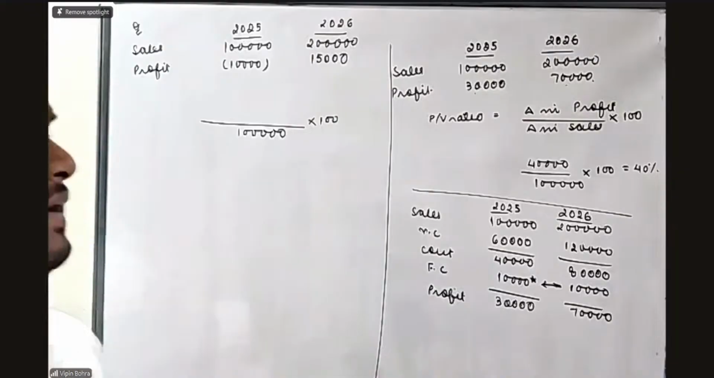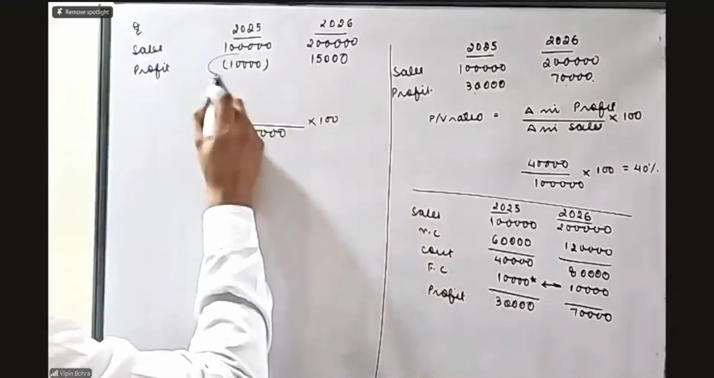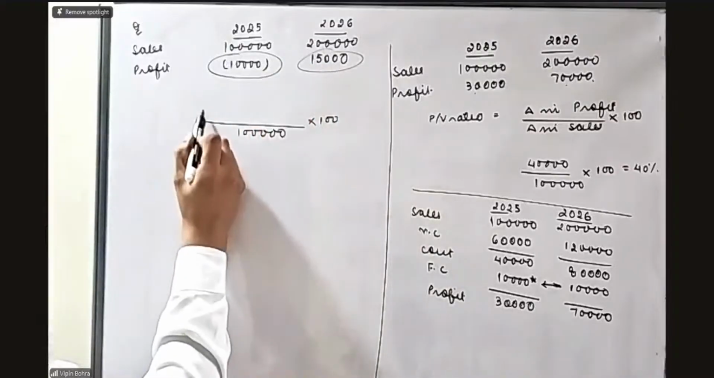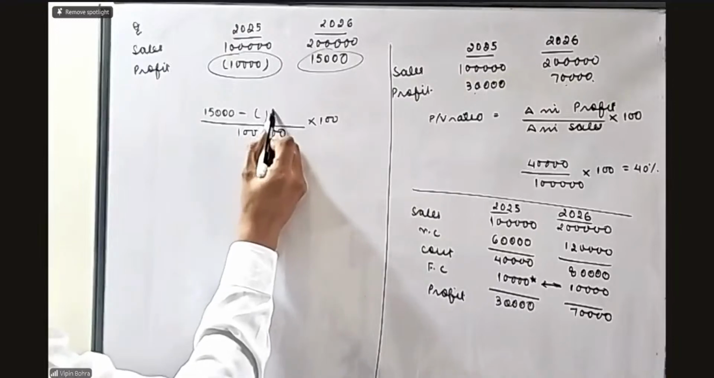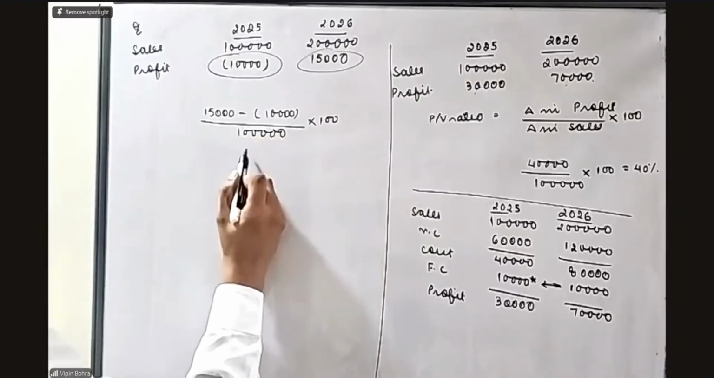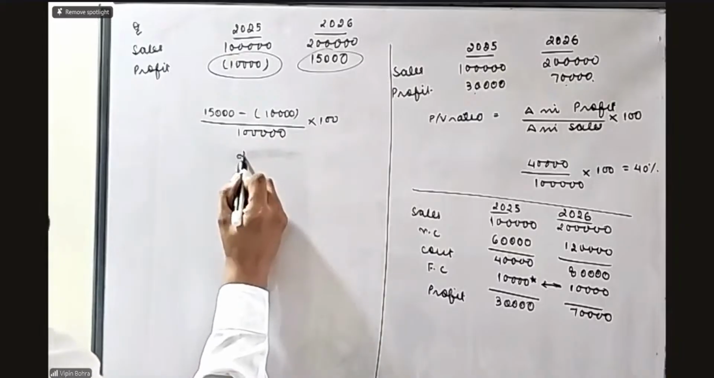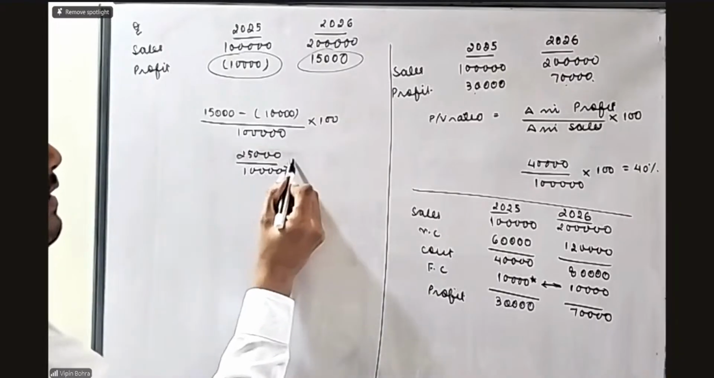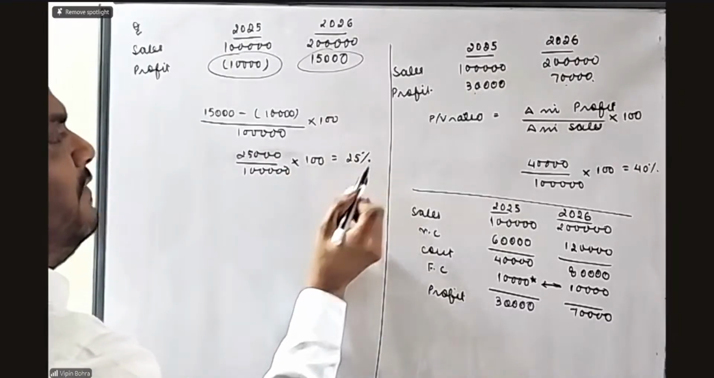Mustafa, it is incorrect. So see, when talking about change in profit, earlier I was having a loss of 10,000. Now there is a profit of 15,000. So how much is the change? 15,000 plus 10,000, so it is 25,000, divided by 1 lakh into 100. So this will be 25%.